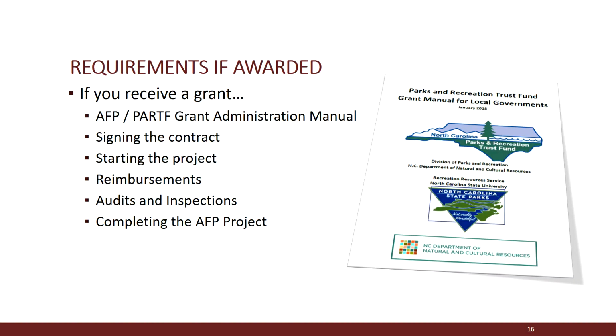And then also know that if you're awarded a grant, you'll get a manual on how to manage that grant, but also the local government will sign the contract and begin the project. This is a reimbursement grant, so you have to expend money to then be reimbursed. You do not get everything up front, but you can do reimbursements throughout the project. There's a 3-year project period, which will include audits and inspections by the RRS consultant. And then you'll complete the project and we'll celebrate with a ribbon cutting.